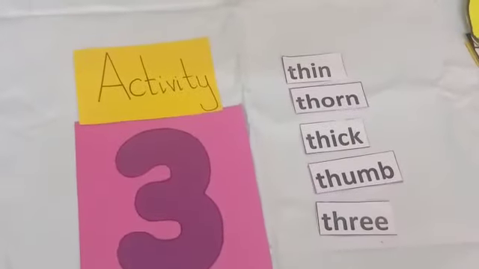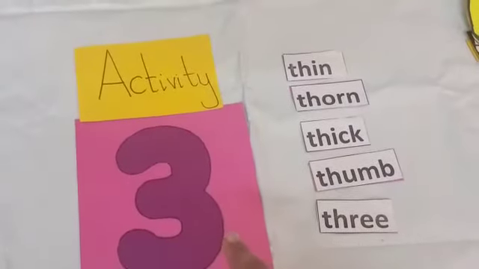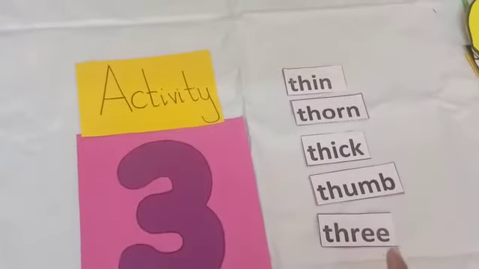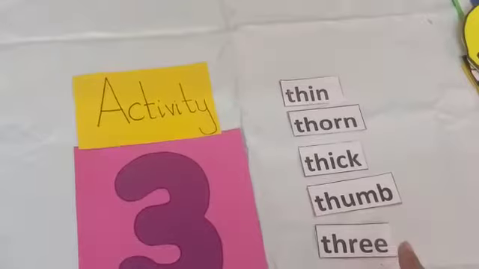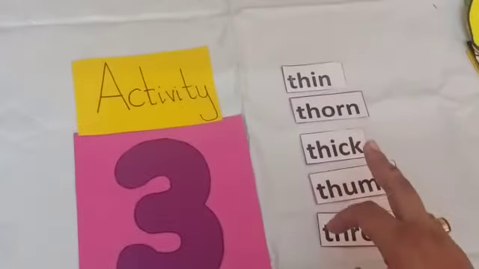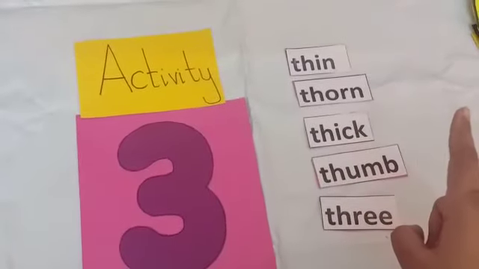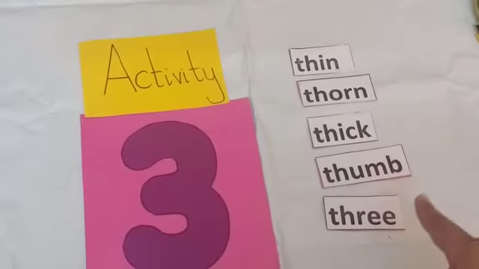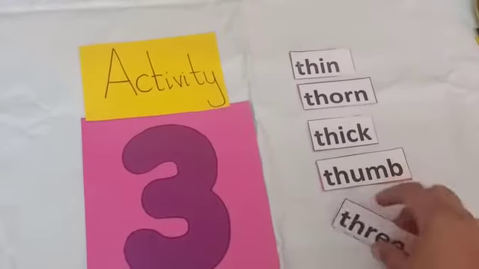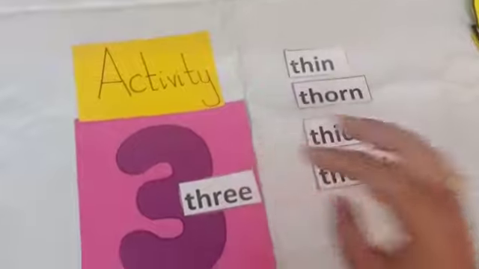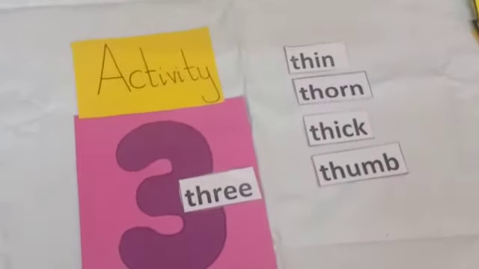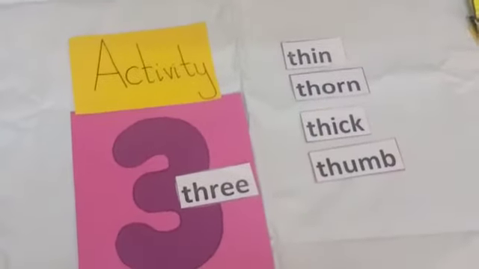Okay, look there. Which picture is this? This is a picture of 3. Now we find the word 3 from there. Tha in thin, tha on thon, tha ik thick, tham thum, thar e 3. Yes, this is 3. Okay, we find 3.